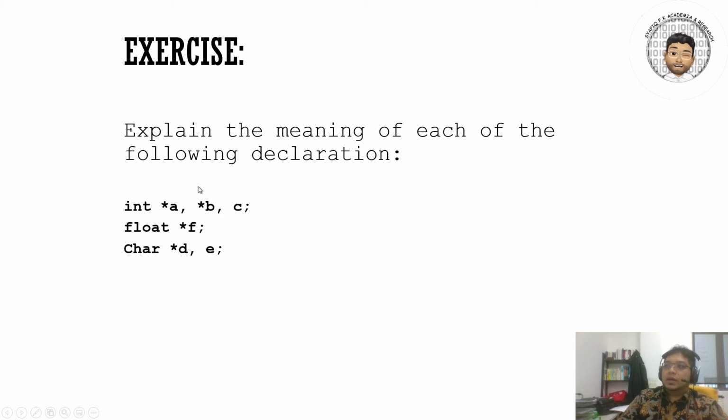So here, explain the meaning of each of the following declarations. Here we look at integer pointer A, pointer B, and C. So pointer A and pointer B are pointers pointing to a certain address value, and C is a variable. So maybe pointer A and pointer B are pointing to the address of C, because C is the one that holds the data. And then here we have pointer F, and here is a character pointer D, and E here is a normal character variable.